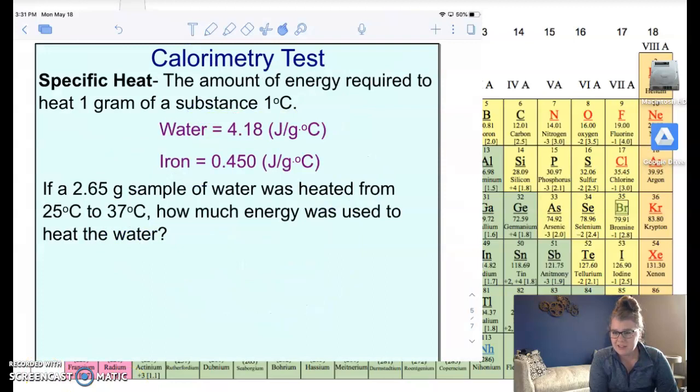So like I mentioned, that letter C in the equation stands for specific heat. The definition of specific heat is the amount of energy required to heat 1 gram of a substance 1 degree Celsius. Basically what that means is different substances will change temperature based on the amount of energy they are given.